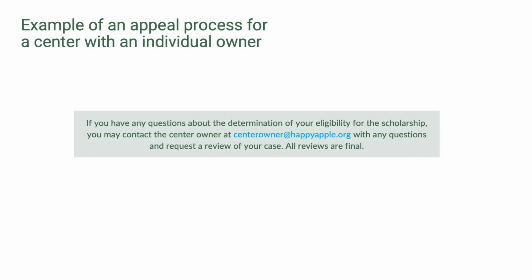So you may have noticed that we did not talk through the appeal processes. We wanted to leave those separate, but you want to make sure that the appeal process is also included in your policies. This is an example of an appeal process for a center with an individual owner. It will read: if you have any questions about the determination of your eligibility for the scholarship, you may contact the center owner at their email address with any questions and request a review of your case, and all reviews are final.